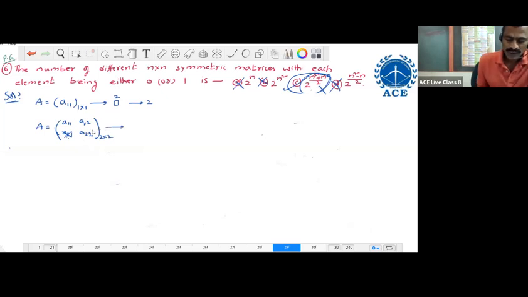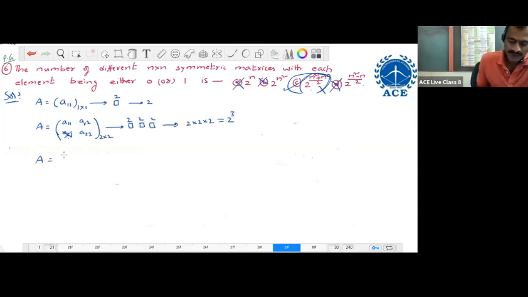In this 2 by 2 symmetric matrix, there are 3 different positions. These 3 may be the same, or they may be different. So the maximum possibility for the number of different positions is only 3. And for each position, there are 2 possibilities. We can fill this box with either 0 or 1. So 2 ways, 2 ways, 2 ways. Writing a 2 by 2 symmetric matrix is the same as filling up 3 positions. There are 3 boxes, so 2 into 2 into 2, that is 2 power 3.